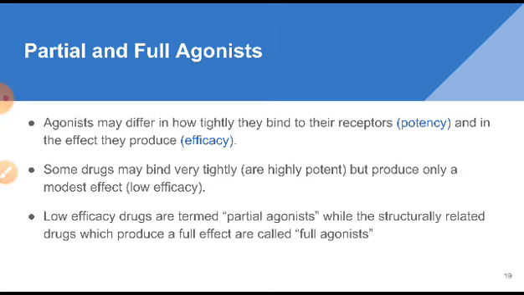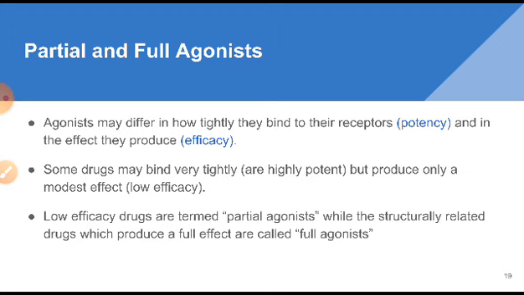Some drugs may bind very tightly, so they are highly potent drugs, but produce only a modest effect, meaning low efficacy. That's why it was said initially that binding and intrinsic activity are two independent terms. They are not related with each other. So it is possible that a drug has high potency but modest efficacy. Low efficacy drugs are termed partial agonists. This is what you have to understand.